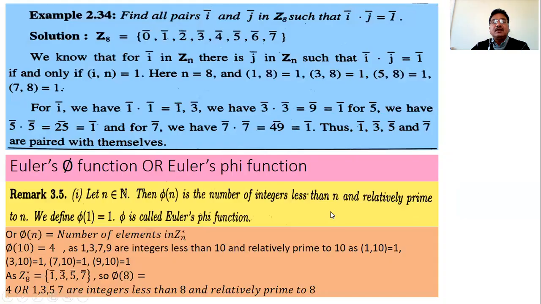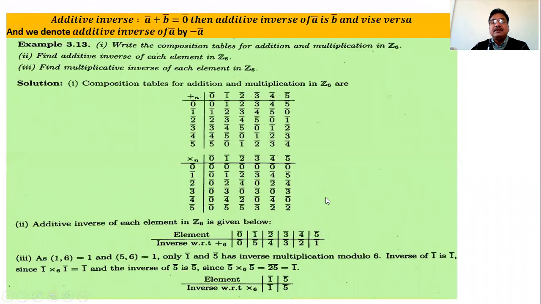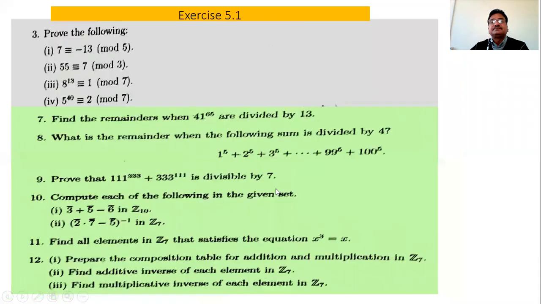So here is the additive inverse of each element. If we write minus 3 bar, it is 3 bar, minus 4 bar is 2 bar, minus 5 bar is 1 bar. So there is a notation for the additive inverse and a notation for the multiplicative inverse. The additive inverse of each element exists in Zn, but the multiplicative inverse exists only if the greatest common divisor is 1.